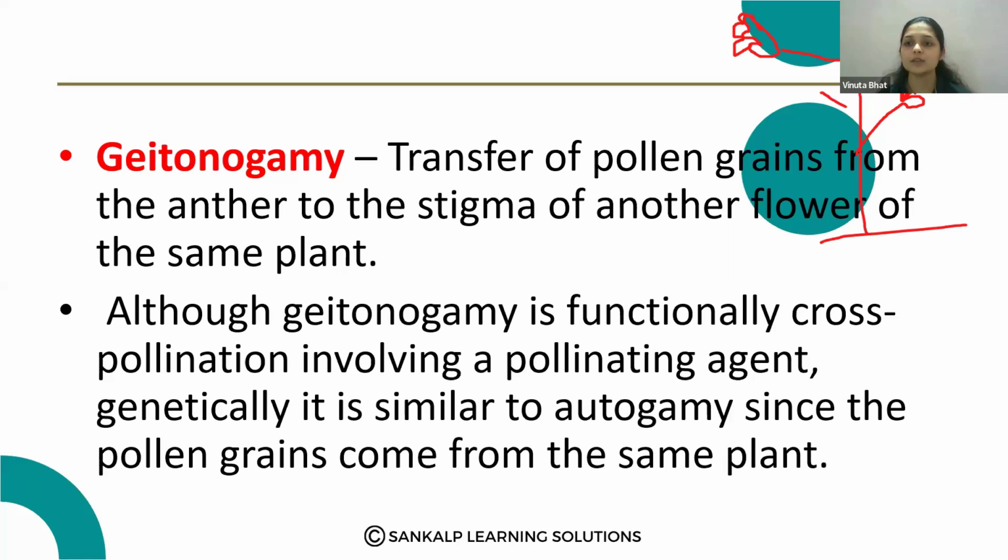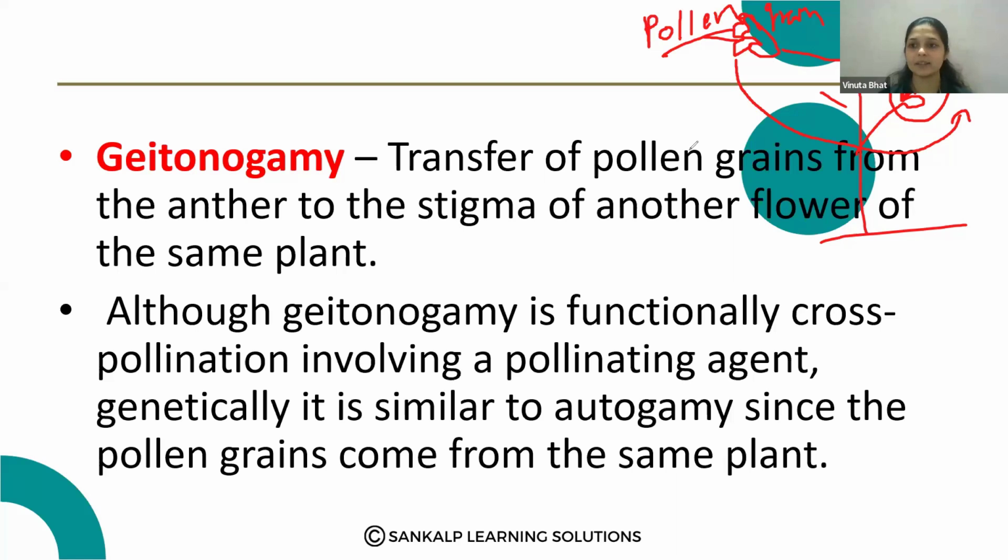In autogamy, within the same flower, the transfer of the pollen grains takes place to the stigma of the same flower. But here, just imagine the pollen grains are in this flower and they are transferred to the stigma of another flower, but in the same plant. I hope you get the meaning of this.